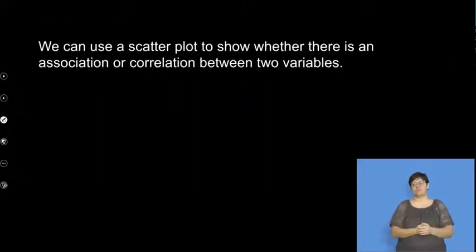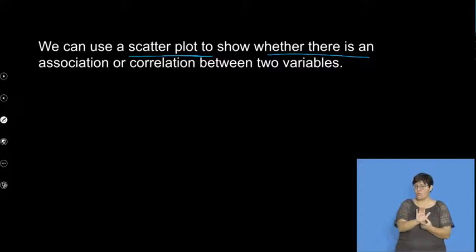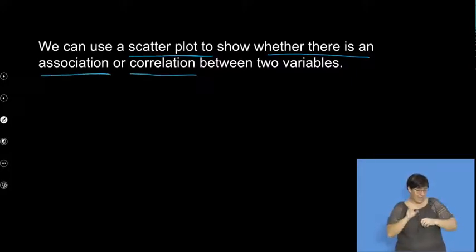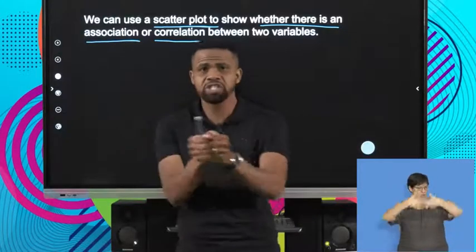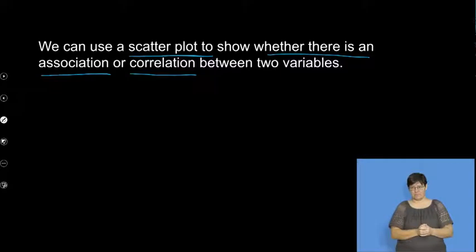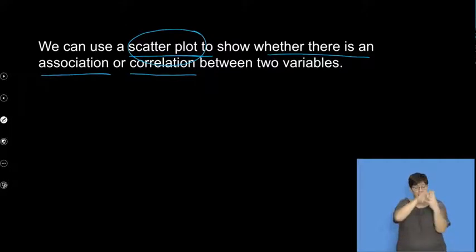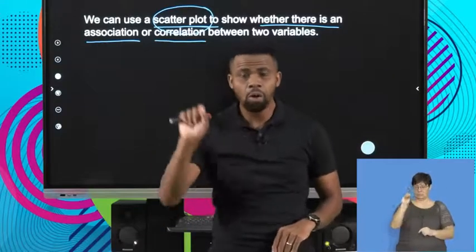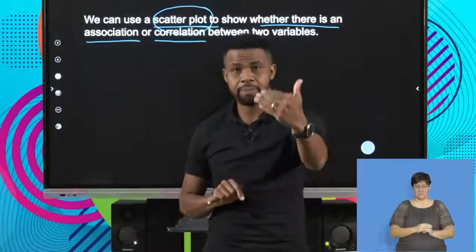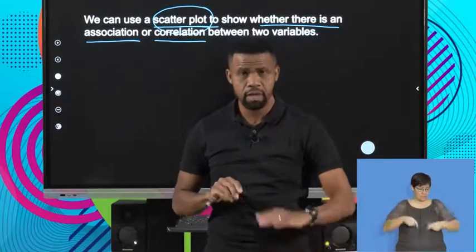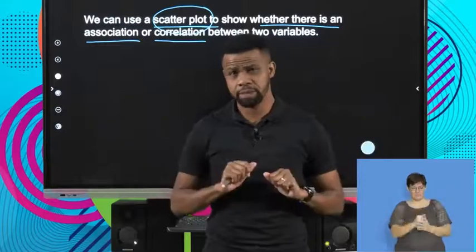So let's see what we have now. We can use a scatter plot to show whether there is an association or correlation. I've used the words association and correlation interchangeably; they mean exactly the same thing. Association, associated, correlations, just exactly the same thing. And remember, what is a scatter plot? If I take my Cartesian plane in the first quadrant and I put all the coordinates, my dependent and independent variable, that is my scatter plot, okay? We'll look at an example at a later stage.